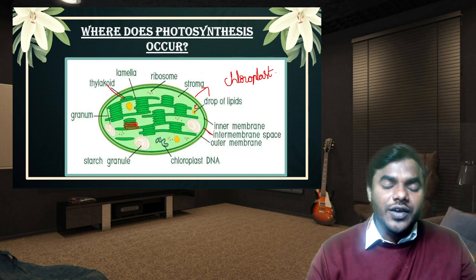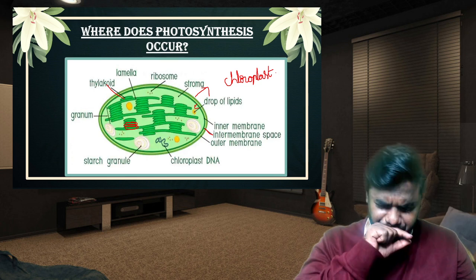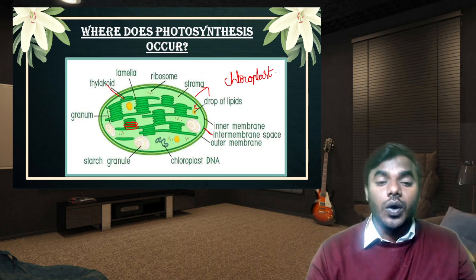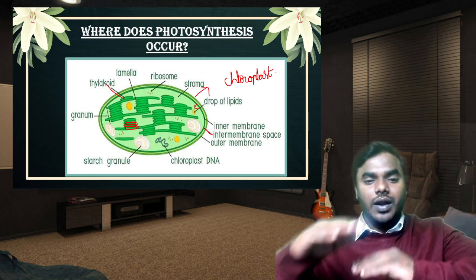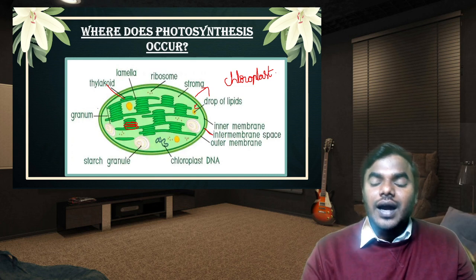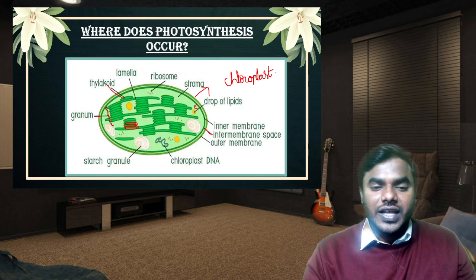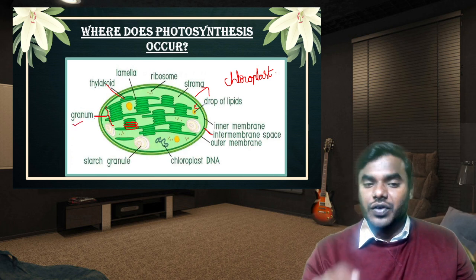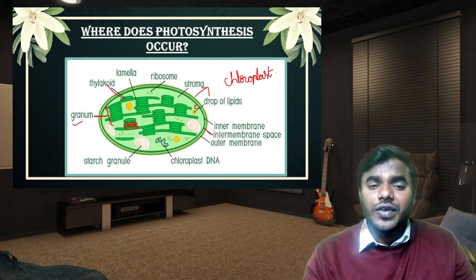Now the point here, friends: do you think the thylakoid will be present as a single one? No. Every time, friends, thylakoids are present as a group, like a stack. So a stack of thylakoids or a group of thylakoids, what do we call it? Friends, we call it granum. Never ever forget that particular point. So a group of thylakoids is what we call granum.